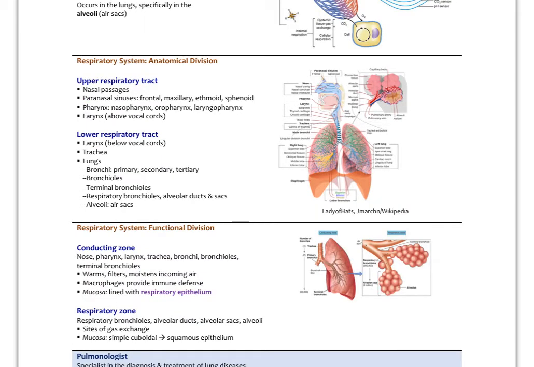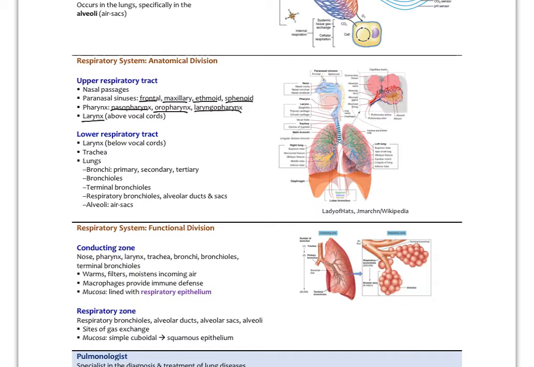Now we can divide the respiratory system into an upper versus a lower respiratory tract. So the upper system would be your nasal passages, your paranasal sinuses, and there are four of them: the frontal, maxillary, ethmoid, and sphenoid. The frontal, maxillary, and ethmoid are bilateral, so there are actually seven total sinuses. The pharynx is divided into the upper pharynx, called the nasal pharynx, the oral pharynx, and the laryngeal pharynx, and then the larynx above the vocal cords. By definition, this is the upper respiratory tract.